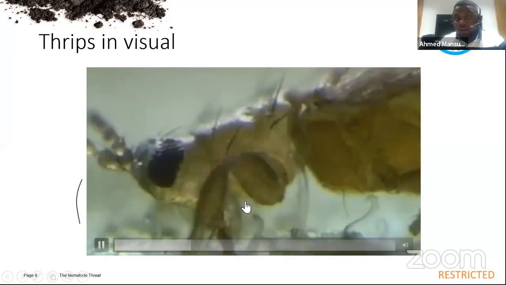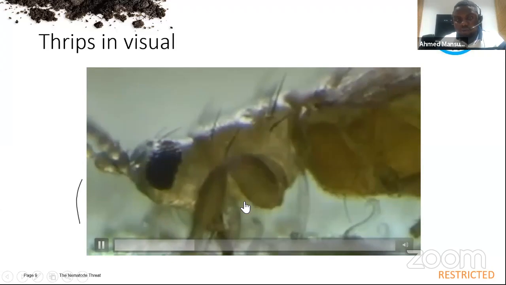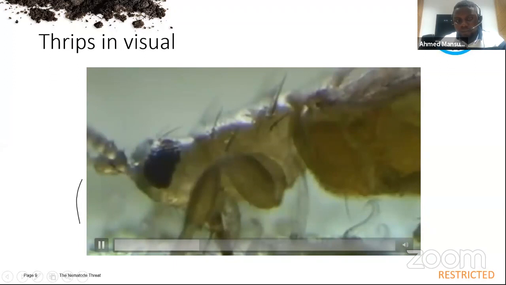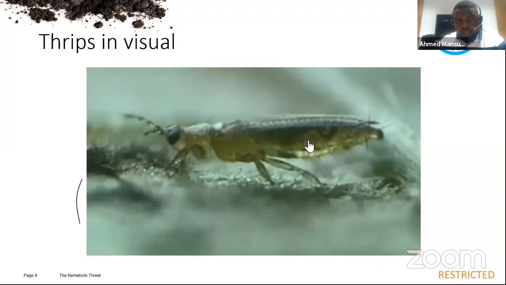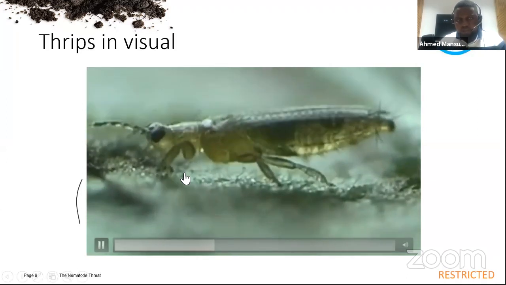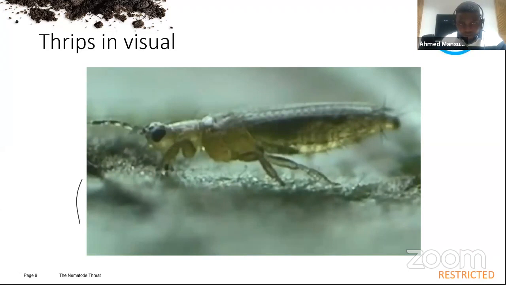So they attack all crops: vegetables, beans, tomato, peas, any kind of crop. So this is their mouth they use to suck all the cells in the plant. So this is a very fast video.